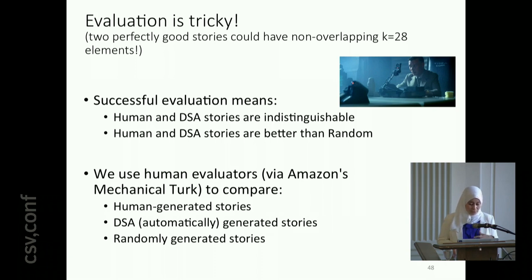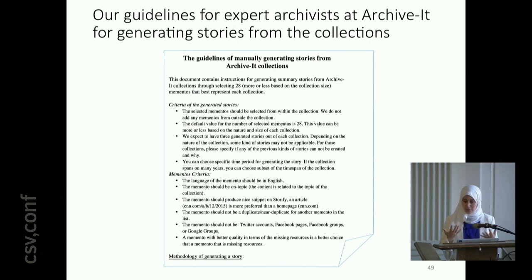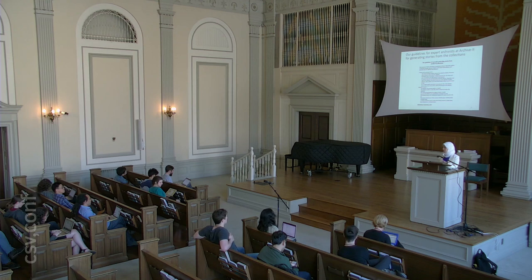Okay, so we used human evaluators, and we used the help of experts from Internet Archive and their partners. We asked them to generate stories out of collections they already know, and we gave them the criteria for generating these collections. Actually, I went there and showed them how to generate the stories, also based on the template we got from the stories we studied at Storify. Then we were able to get 23 stories, and we evaluated them based on 1,000 comparisons from humans.